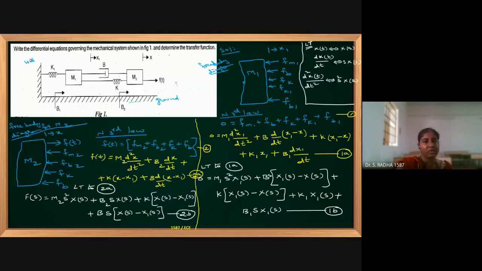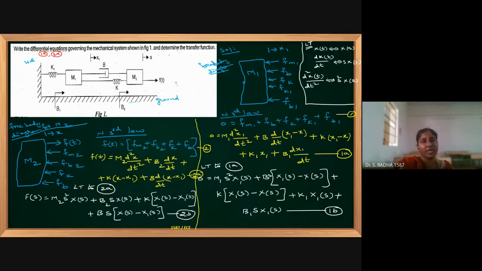If you read the question, write the differential equations governing the mechanical system shown in figure 1 and determine the transfer function. Differential equations means it gets completed by equation 1a and 2a. So equation 1a, equation 2a is enough for the differential equations.